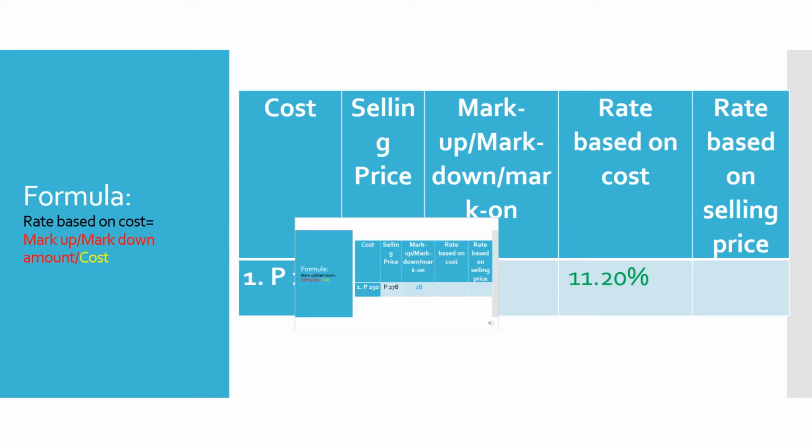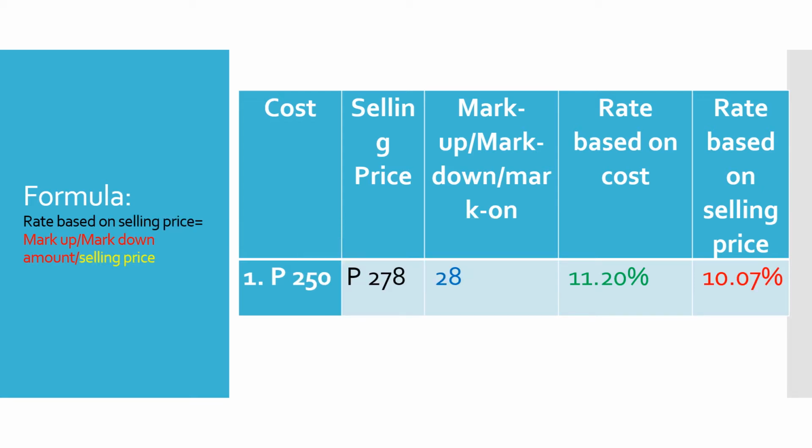Now, let's proceed for the rate based on cost. Now, pag sinabi nating rate based on cost is equal to the markup divided by the cost. Now, the markup is 28 and the cost is 250. So, 28 divided by 250 times 100 and you'll get 11.20%.